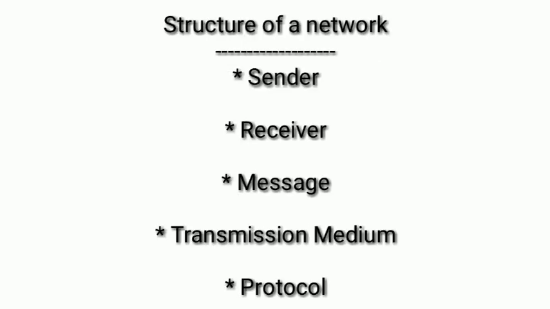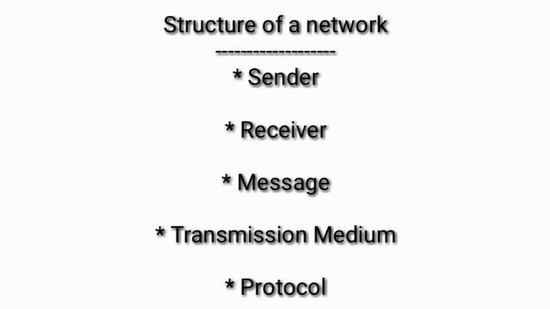Now we can move to the structure of a network. In a network, many components will be there for its smooth functioning. To form a network, a lot of hardware devices are required. First one is sender. What is a sender? A device or a computer that sends the data. You know that in a network, sender and receiver will be there. A device or a computer that sends the data is known as the sender.